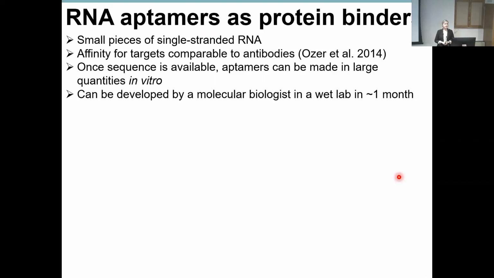And aptamers are short, small pieces of single-stranded RNA. And they have a unique sequence in its center that gives them a unique secondary structure. And the secondary structure allows them to bind to targets with affinity that's comparable to antibodies. But unlike antibodies, once the sequences are available, they can be synthesized in virtually unlimited quantities without the use of an animal, and therefore without any batch effect. Also, they can be developed by a typical molecular biologist in a wet lab.